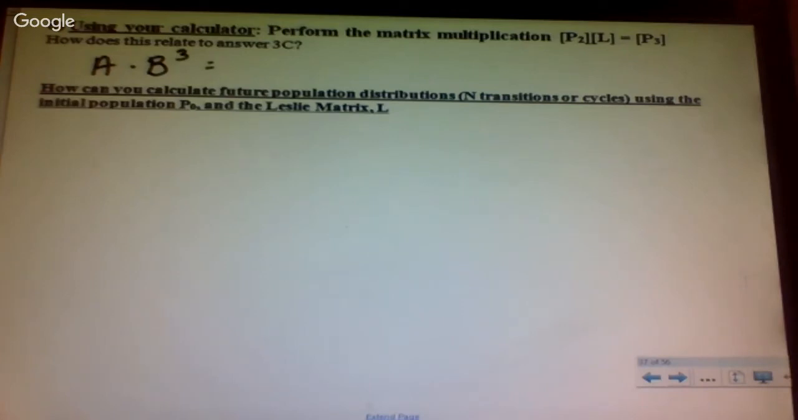So you know what says P2? Does that even matter? That's just saying you want the second transition. P sub 3 means you want the third transition.